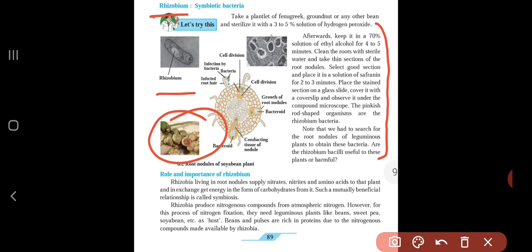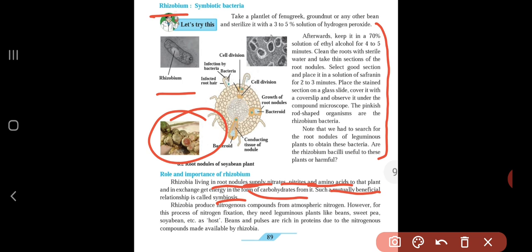So rhizobia live in root nodules, and they supply nitrates, nitrites, and amino acids to that plant, and in exchange they get energy in the form of carbohydrate from them. Such a mutually beneficial relationship is called symbiosis. So this is a symbiotic relationship which exists between this bacteria and the plants, particularly leguminous plants. They have a super good relationship with each other.